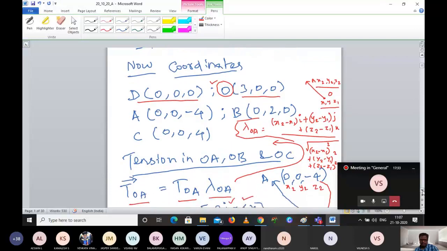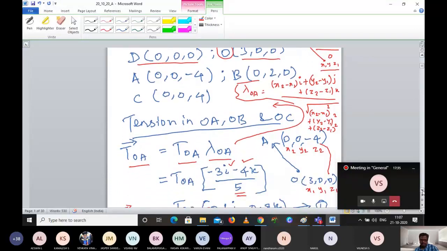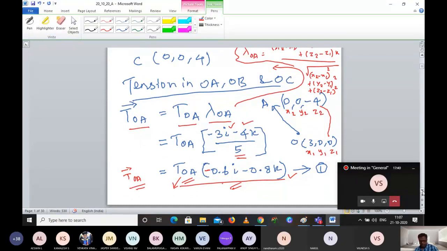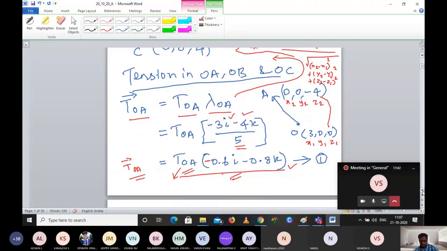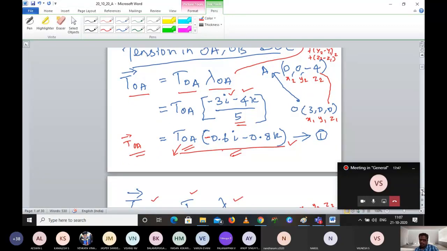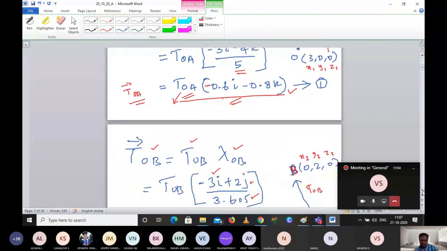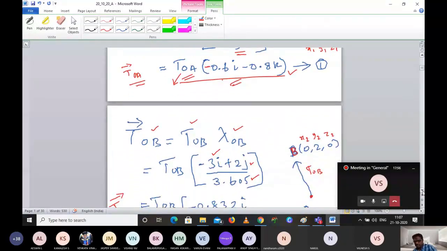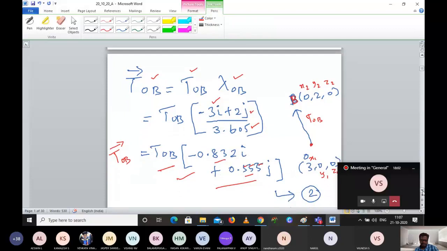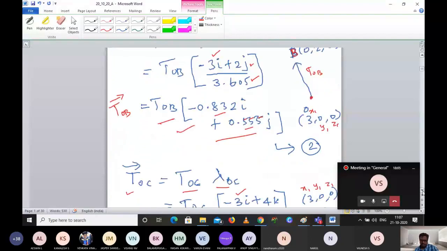So we have calculated separately. First we calculated TOA, and we multiplied the TOA magnitude with the unit vector and we got the force vector, one equation, because the tension along OA we don't know. And second one is we have calculated TOB, because the total weight is held by these three tensions. And TOB we have calculated. After that TOC we have calculated.